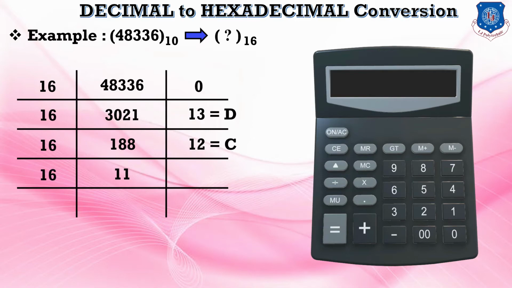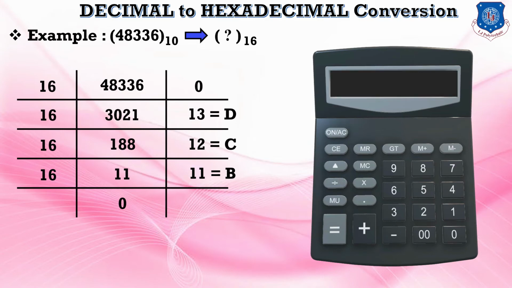In the next step, 11 is divided by 16, then we'll get the answer 0.6875. Among this answer, 0 becomes the quotient, and the remaining term 0.6875 is multiplied with 16. Then we'll get the answer 11. This 11 becomes the remainder, but we replace 11 with the alphabet capital B.